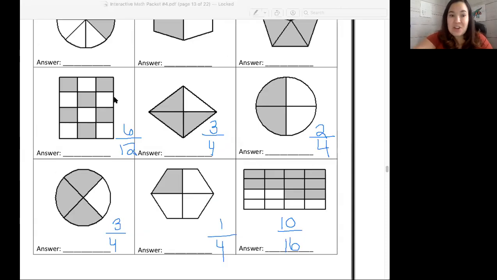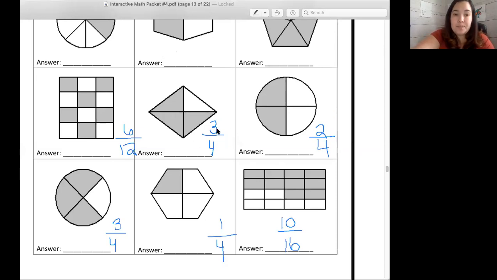Okay, so I have all the answers here, so you can go through and check what you did. I don't know why it keeps doing that. So sorry. So I have 6/12, 3/4, 2/4, 3/4 again, 1/4, and 10/16. Remember, I'm just counting my whole number for all of my boxes or triangles or squares or whatever it might be, and then writing how many was shaded on top.